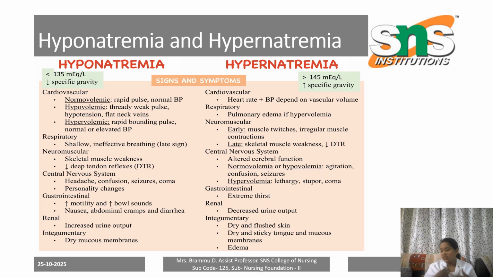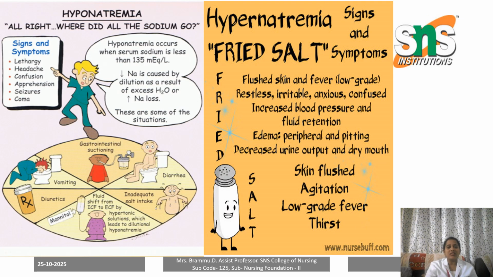The integumentary system, that is the skin, changes. The patients are going to have dry mucous membranes in hyponatremia because there is heavy fluid loss. On the other hand, in a case of hypernatremia, the viscosity is getting increased, so patients are going to have a dry, sticky tongue, the mucous membranes are getting dried, and there is evident edema. So this is a picture which states how the symptoms of hypo and hypernatremia look, to keep in your mind as such.